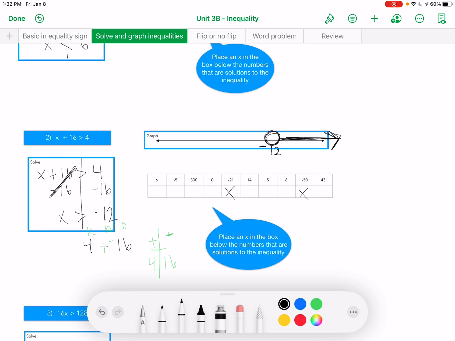If it's going to be less than, then it would be negative 13, negative 14.